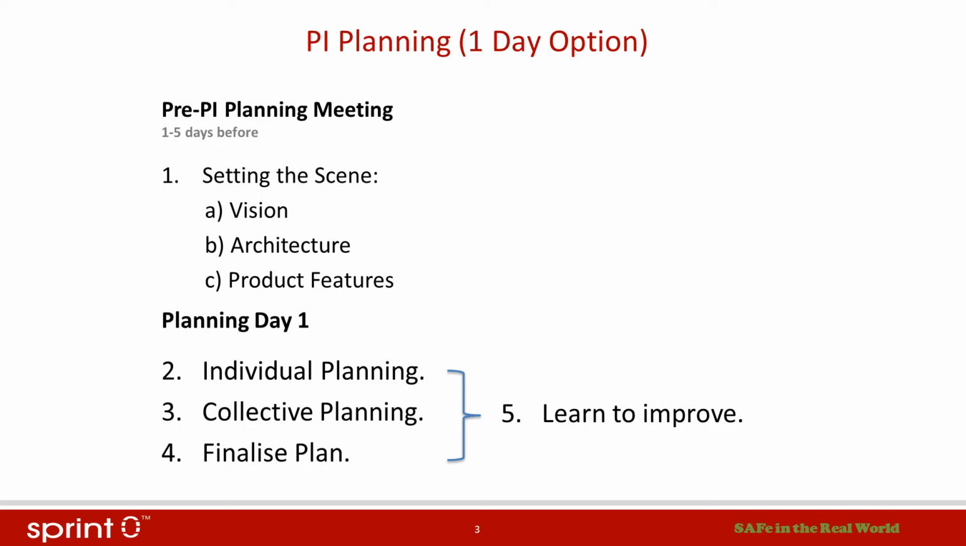The second thing, on the planning day, you've only got 1 day of planning, right? So the first few sessions are about the individual planning. The next one is around the group planning with the Agile Release Train, and finally it's about finalizing the plan, right? Now you don't necessarily hold a retrospective if you don't have the time.